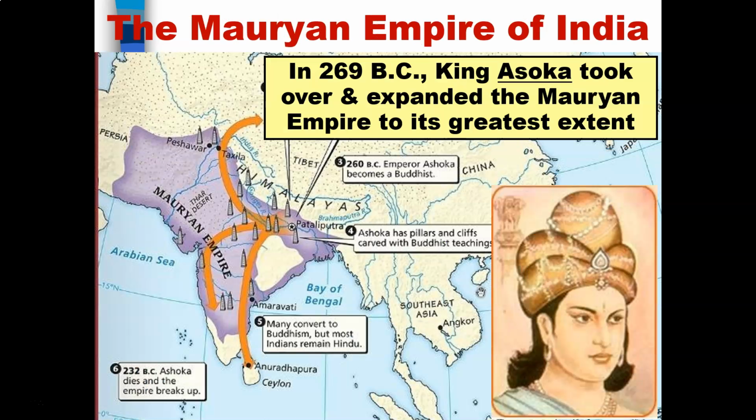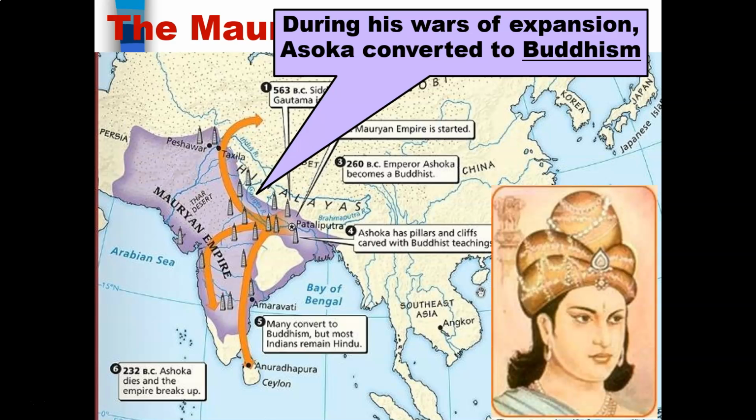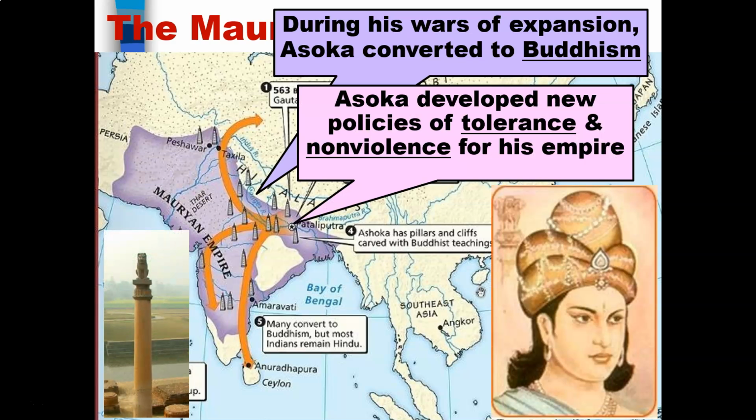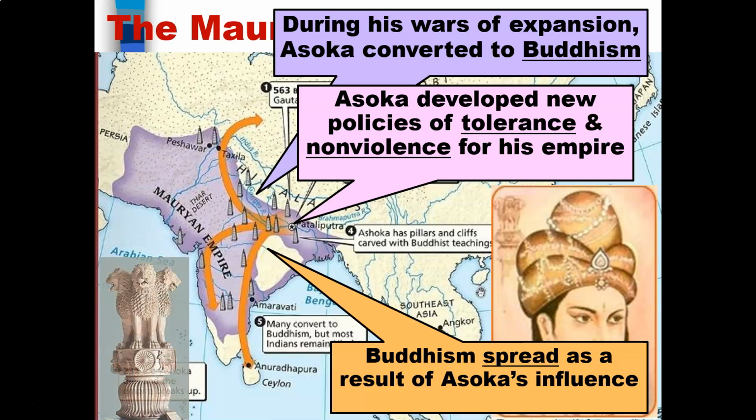In the year 269 BC, King Ashoka took over and expanded the Mauryan Empire to its greatest extent. During his wars of expansion, Ashoka converted to Buddhism, a very important event in world history. Now, Ashoka developed new policies of tolerance and also non-violence for his empire. Very important because in order to keep people happy, you have to be able to make them happy.